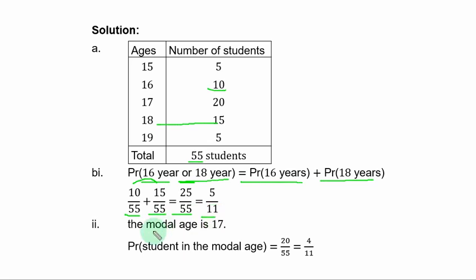We have to get the modal age. The modal age is the age with the highest frequency, 20. So the modal age is 17. Now the question says the probability that a student selected is in the modal age. The modal age is 17. How many students are 17 years? That is 20 students over total number of students 55, which reduces to 4 over 11.